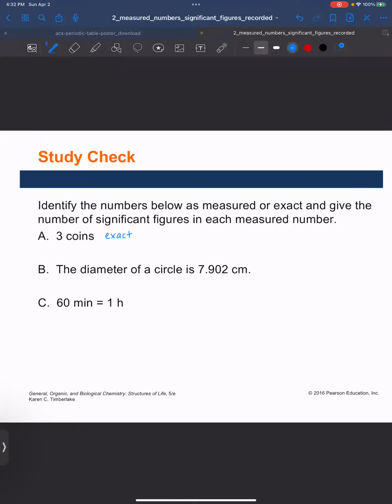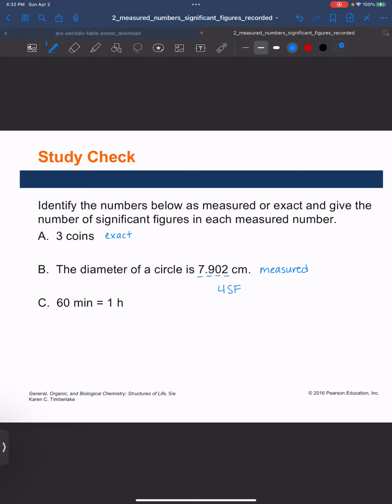The diameter of a circle is 7.902 centimeters. Yeah, this is a measured number. And a lot of times I always tell students to identify a measured number is if you need a tool to get that number. So for example, the diameter of a circle, I'm thinking I would need a ruler to measure that, right? And so that gives me a clue that this is a measured value, and therefore has significant figures. How many did you determine? Good, there are 4 significant figures.